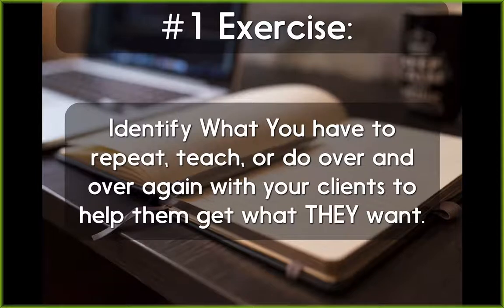Okay, so let's go to exercise number 1. Take out your pen and paper. Now we're going to write down, and you're going to identify what you have to do, repeat, teach, or do over and over and over again with your clients to help them get what they want. So take a moment right now, whether that is 1, 2, 3, or more things. Identify and write down what you have to do, repeat, teach, or do over and over and over again with your clients to help them get the big result that they want to get out of your 6-month program. Go ahead and do that right now, and we'll see you in the next section.